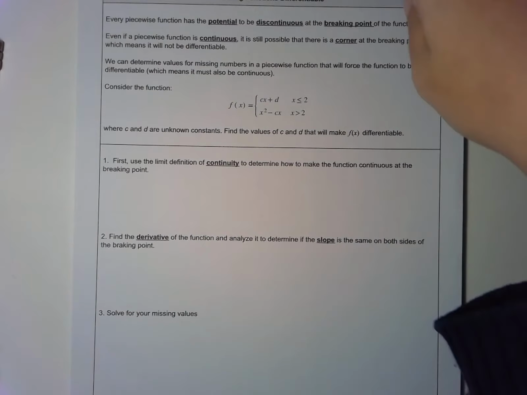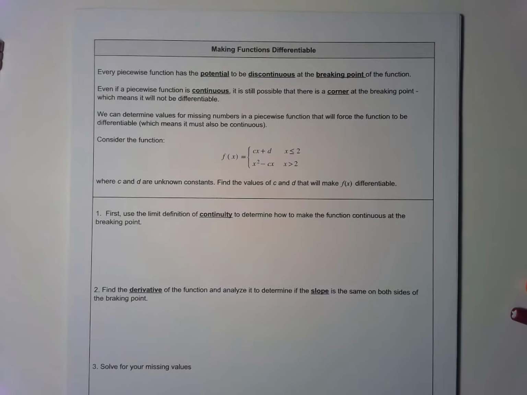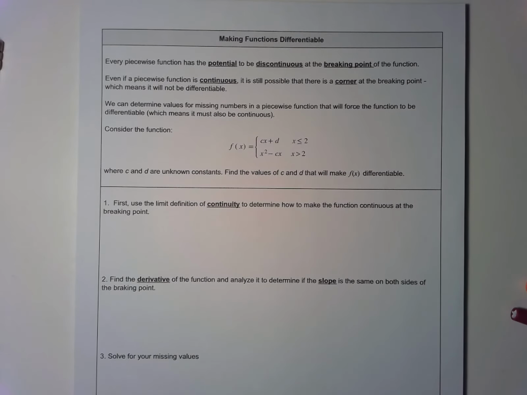Every piecewise function has the potential to be discontinuous at the breaking point. Even if a piecewise function is continuous, it's still possible that there's a corner, which means it's not going to be differentiable. So we can determine the values that are missing for numbers in a piecewise function that will force the function to be differentiable by considering both continuity and differentiability. So let's take a look at this.